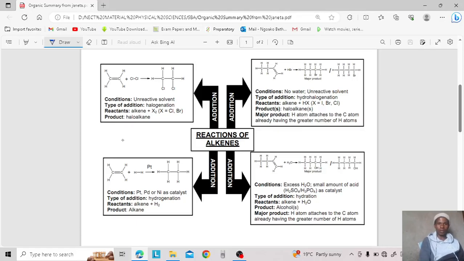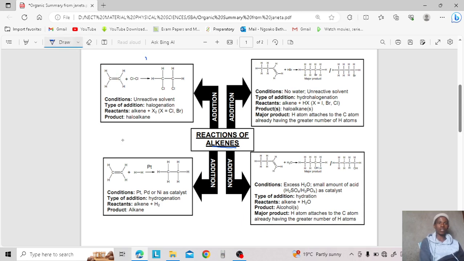Right, let's look at the reactions of alkenes. An alkene is an unsaturated molecule because of the double bond between the carbon atoms. The bond between carbon atoms here, there are two.